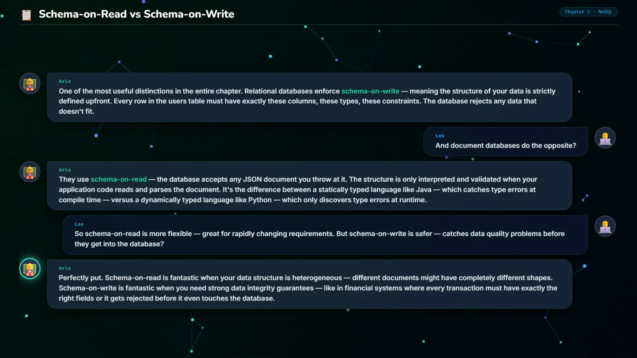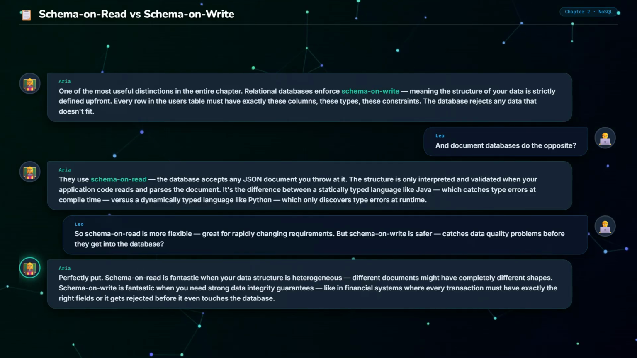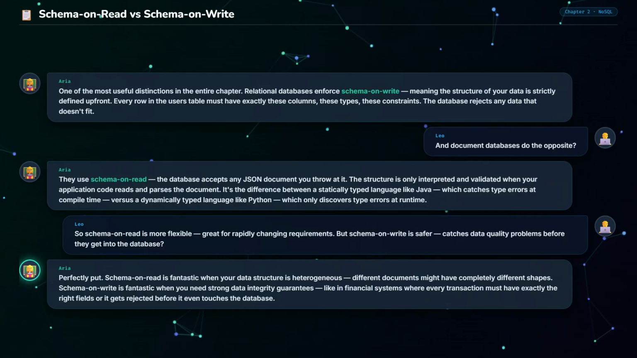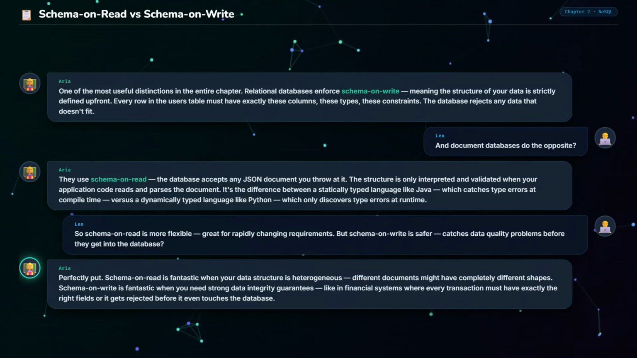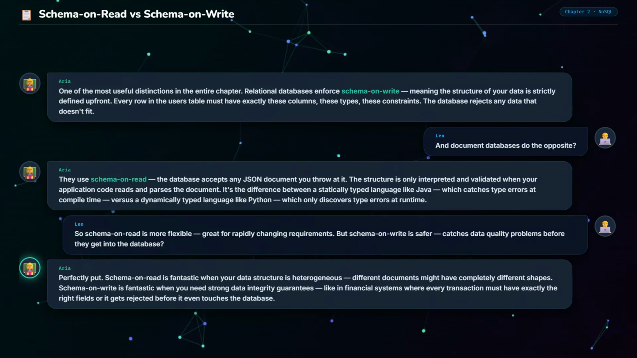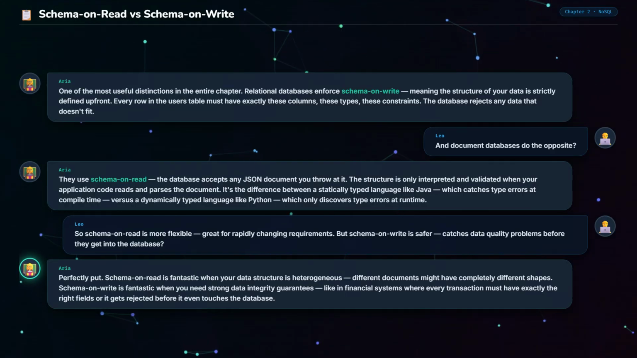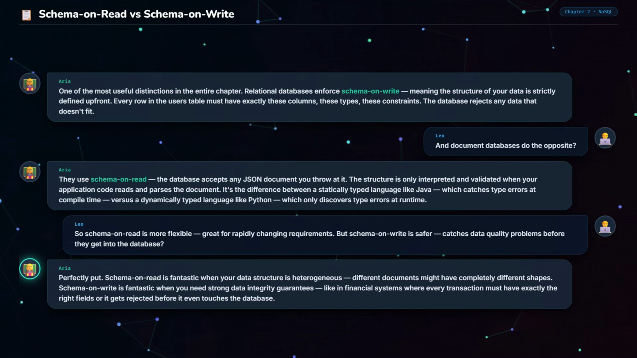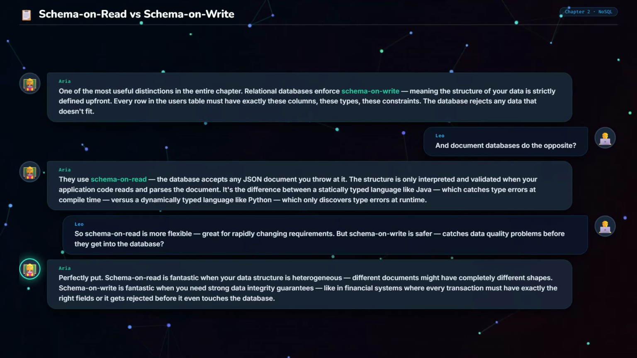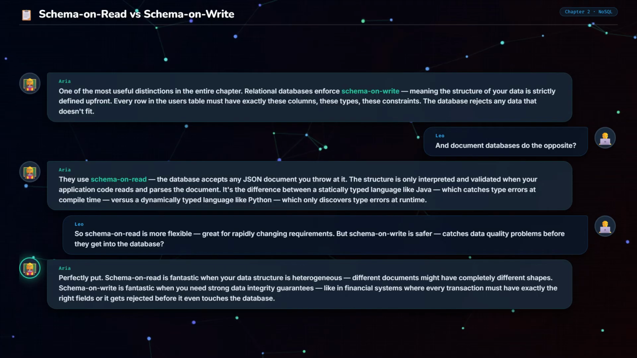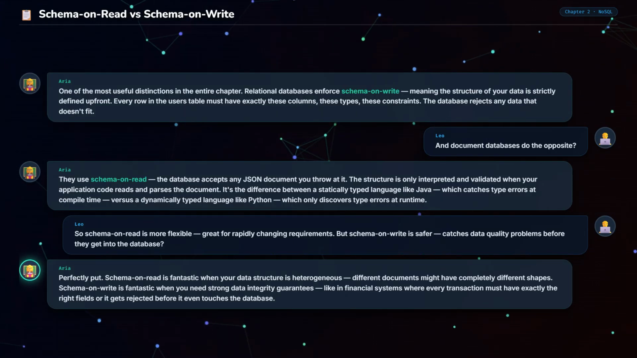Perfectly put. Schema-on-Read is fantastic when your data is heterogeneous. Different documents might have completely different shapes because different users have opted into different features. Schema-on-Write is fantastic when you need absolute data integrity guarantees that cannot be violated under any circumstances, like in financial systems where every transaction must have exactly the required fields with exactly the right types. Or it gets rejected before it ever touches the database.